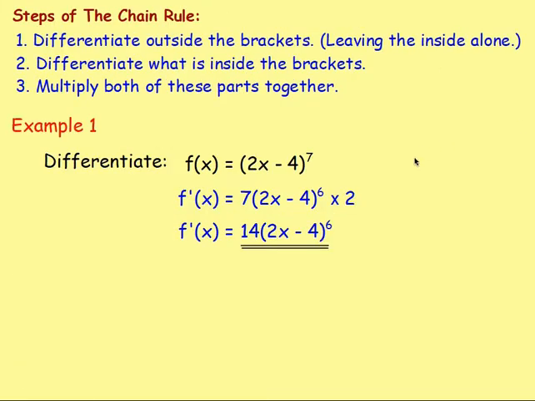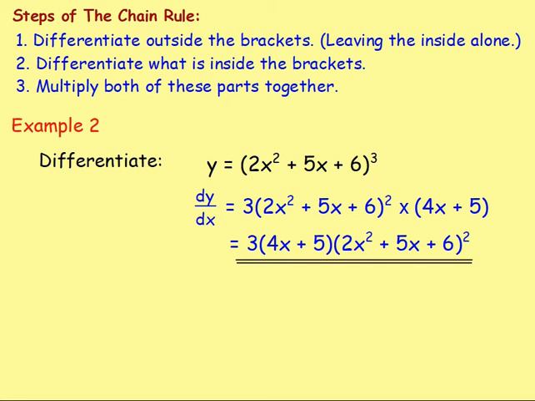So here we were differentiating 2x minus 4 all to the power of 7. So bring the power down, take 1 off the power, differentiate what's inside the brackets. You're leaving the brackets as they are for this bit. Differentiate that, you get 2, so you would multiply by 2. So 7 times 2 gives you 14. We did quite a few examples with that.